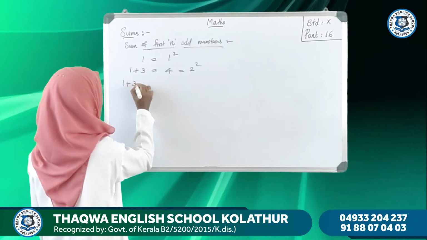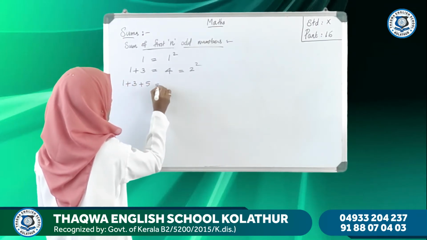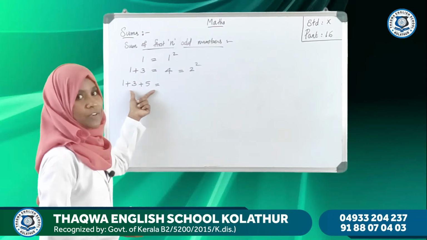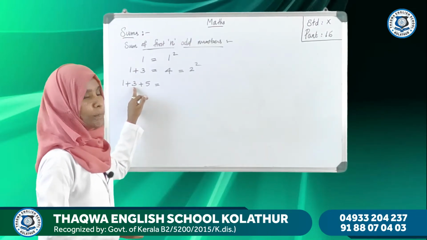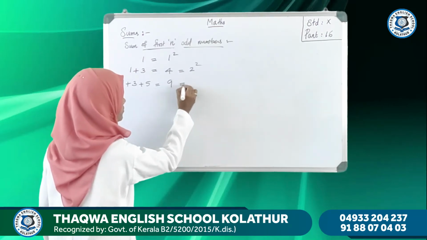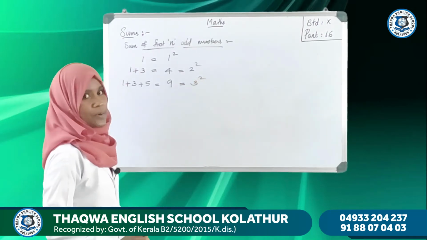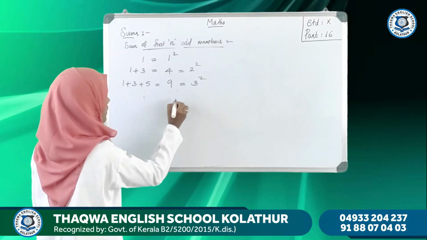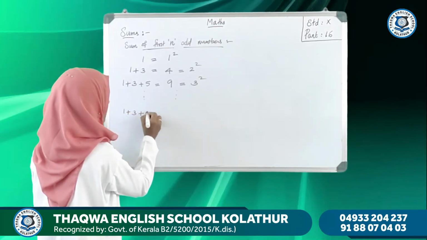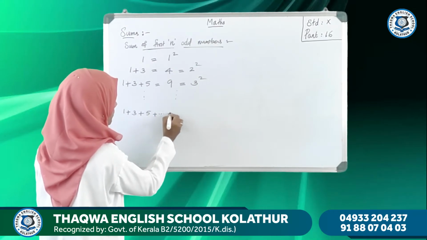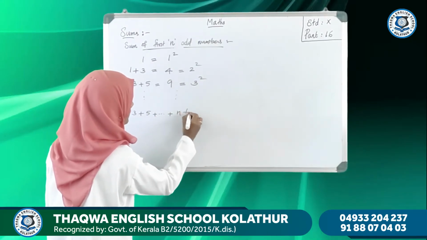The next, first 3: 1 plus 3 plus 5. What is the sum? 1 plus 3 is 4. 4 plus 5 is 9. This is 3 square. Then next, 1 plus 3 plus 5 plus etc., plus, then n terms.